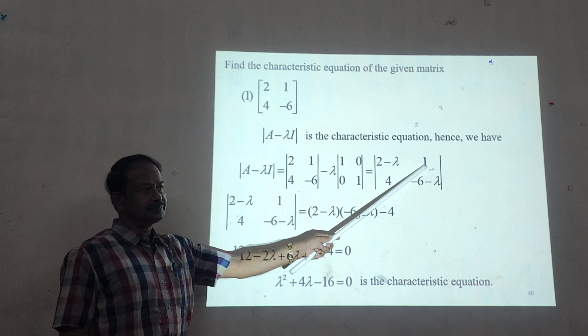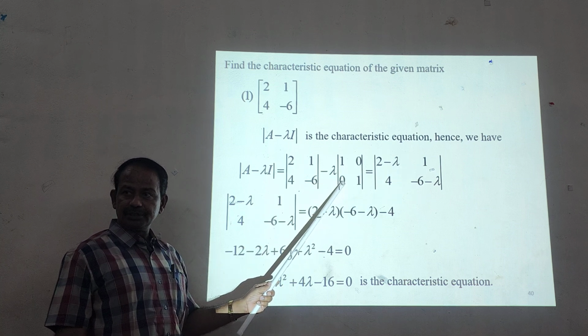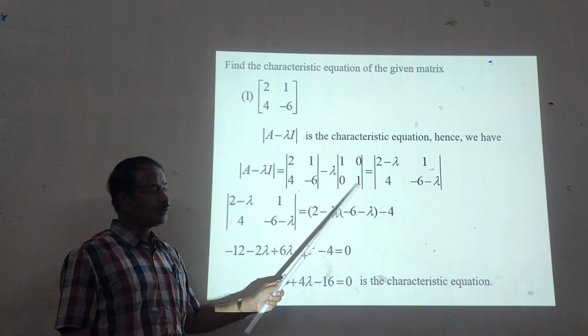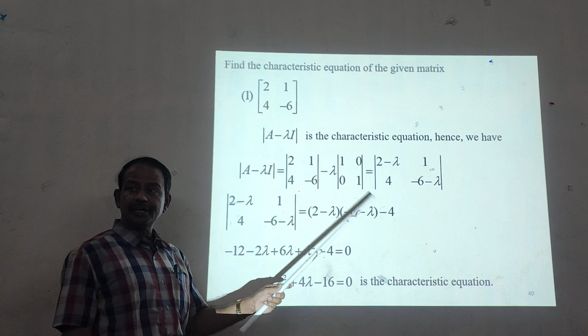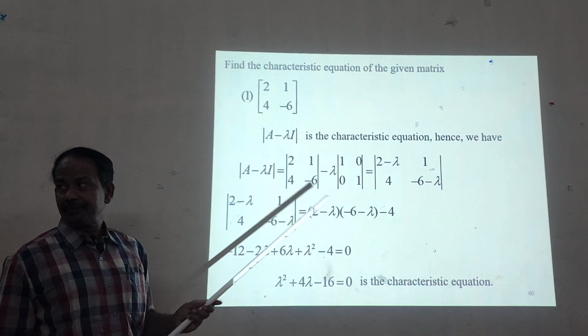So 1 will be there. Is it okay? Now 4 minus lambda multiplied by 0, that will give you again 0. So 4, and this becomes minus lambda. And already 1 minus 6 is there, so minus 6 minus lambda. Is it okay? So this is your A minus lambda I.